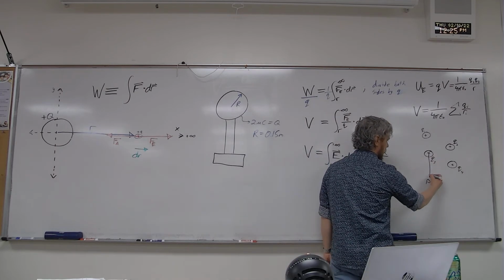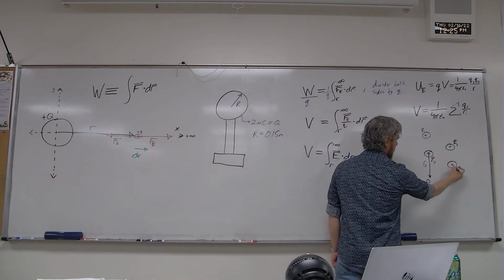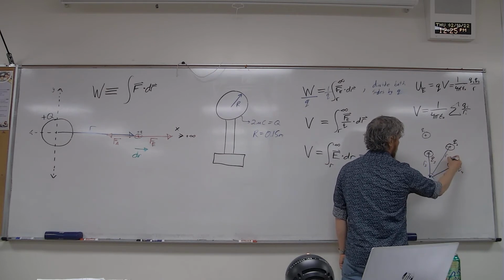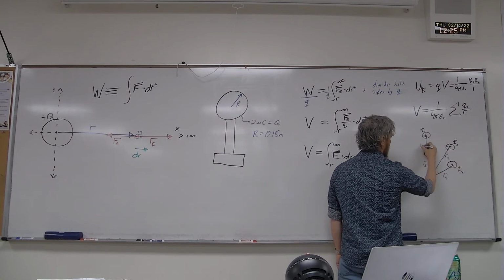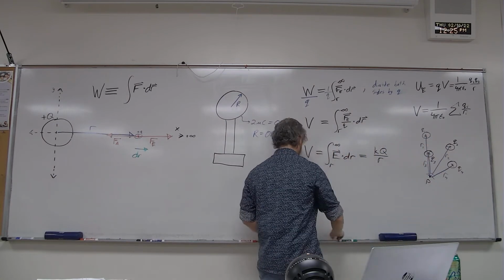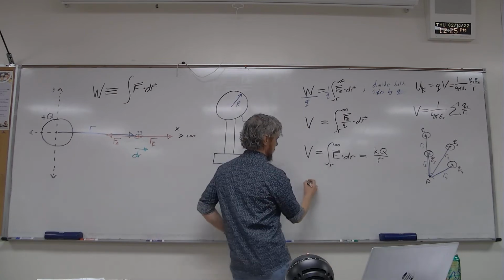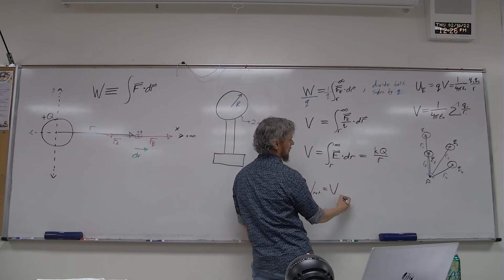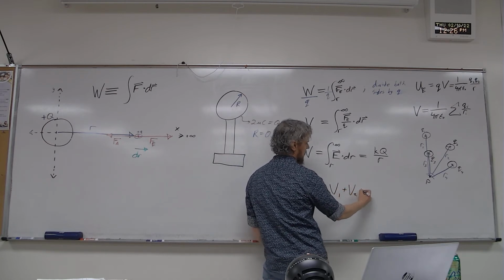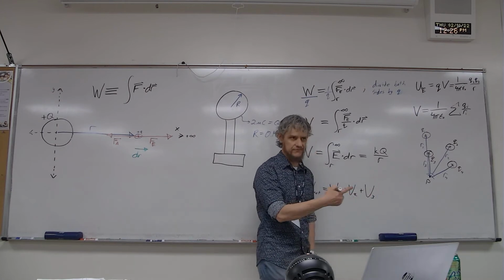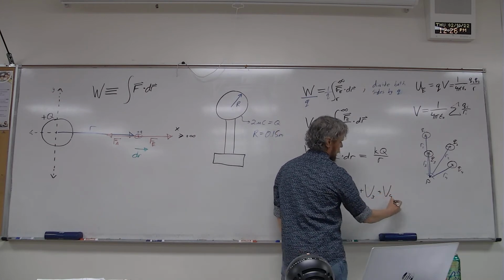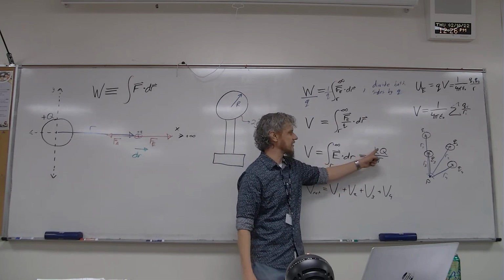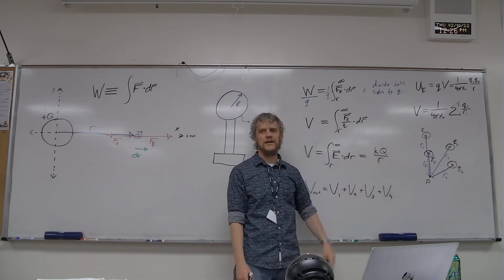I just say, okay, well, this right here is going to be R3. This guy right here is going to be R4. This guy right here is going to be R2. This guy right here is going to be R1. And the electric potential there, you could say the net, is just going to be the electric potential at 1 plus the electric potential at 2 plus the electric potential from charge 3 plus the electric potential from charge 4. And then each one of these is just K times the respective Q divided by their respective distance.